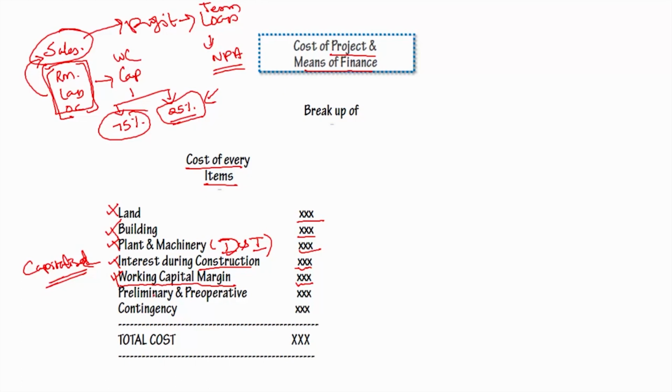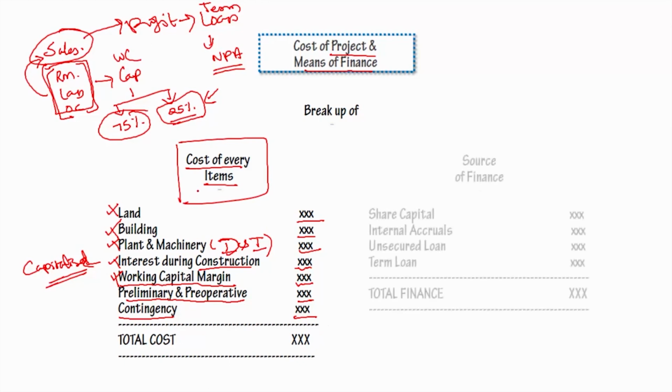Next, preliminary and pre-operative expenses should also be included, and contingencies. So all this makes the total cost. This is the breakup, and there can be some additions or some deletions on a case to case basis. So here we are capturing cost.